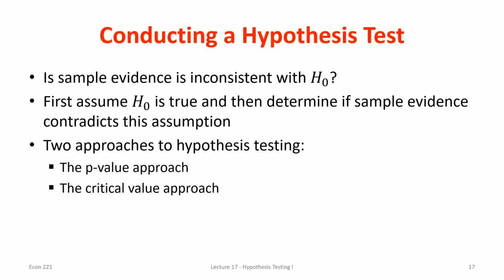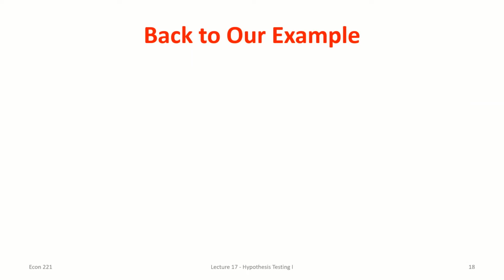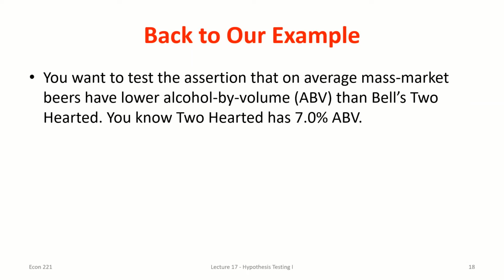Now we can flip those. I could use the p-value or the critical value approach in either, and I'll try to show you how they would lead to the same decisions. So let's go back to our example. We want to test this assertion that on average, mass market beers have a lower ABV than Bell's Two Hearted. You know that Bell's Two Hearted has 7%, so we set up our null and alternative. We already talked about this. Now, I typically will write the alternative hypothesis as H subscript A. If you look in the book or at some other resources, you may see it sometimes written as H subscript 1. I wanted to get this in here so we're aware it can be written either way.